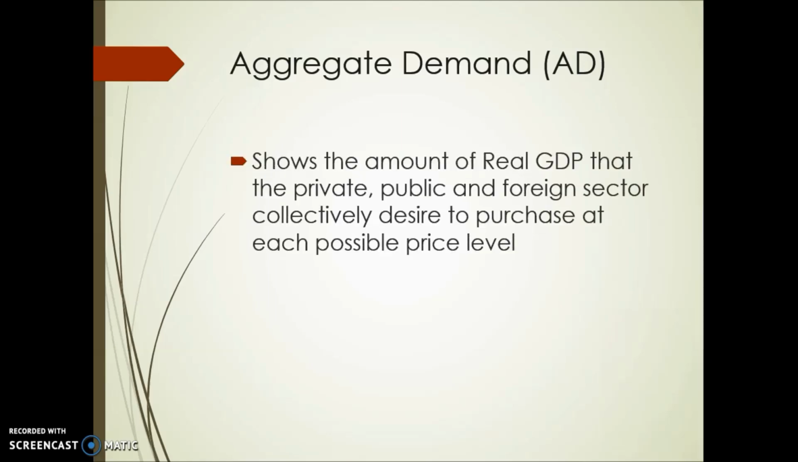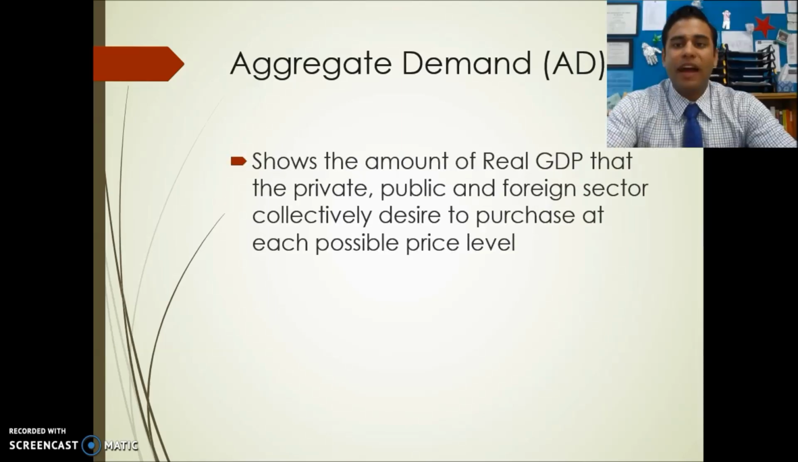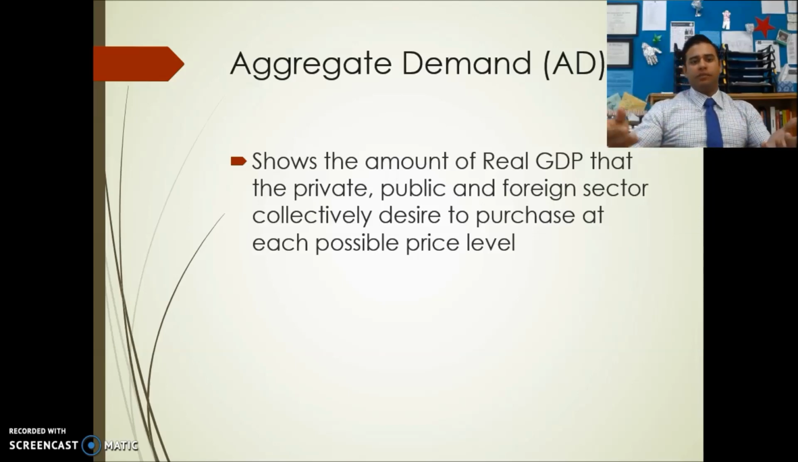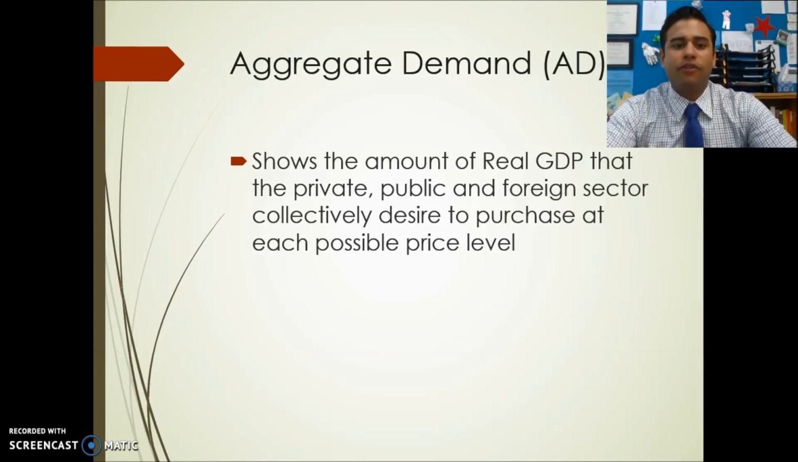Remember, referring back to the graph we just drew, that's the downward sloping curve. So aggregate demand shows the amount of real GDP that the private, public, and foreign sector collectively desire to purchase at each possible price level. What we would notice, if we look really closely at this, is that we've just described SIG-X, right? The four things that you add together to give you GDP.